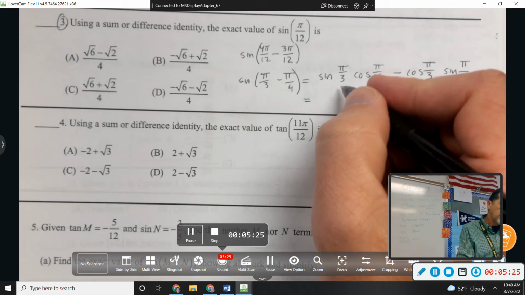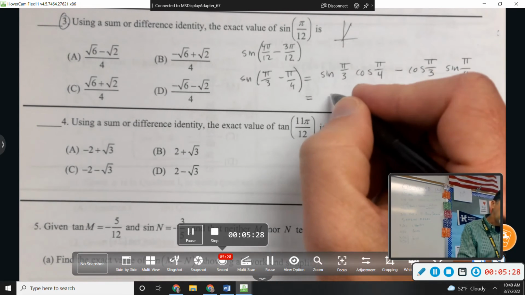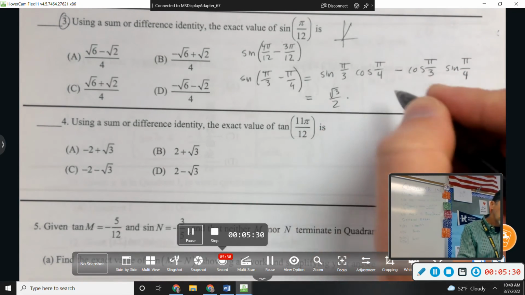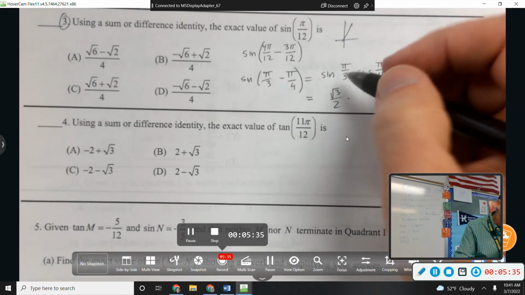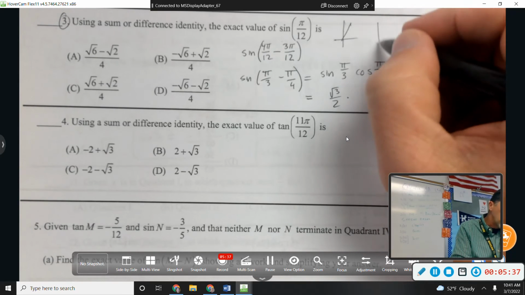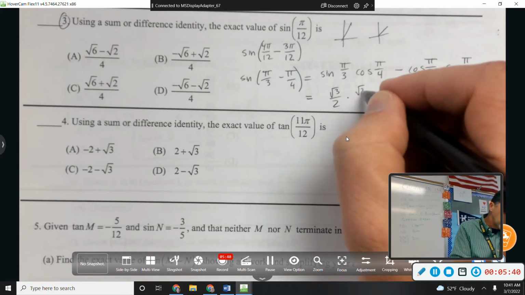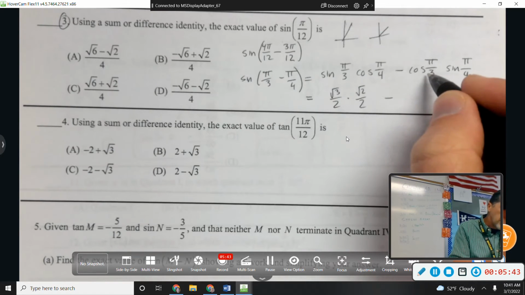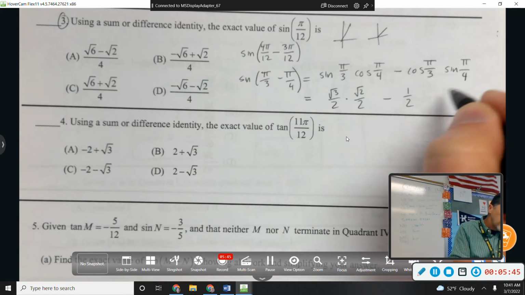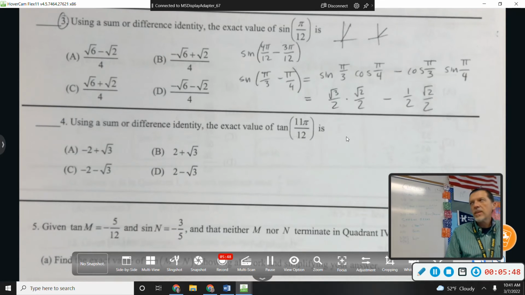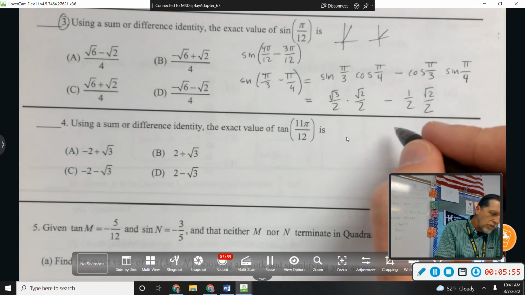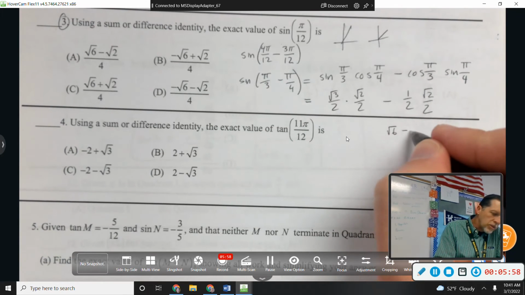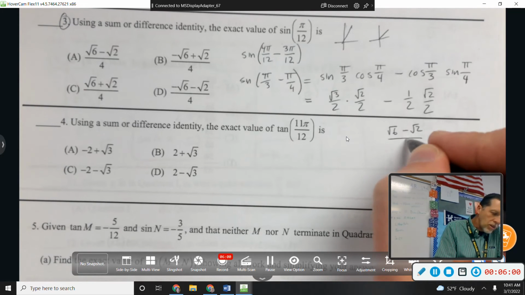Let's see, sine of pi over 3. That would be root 3 over 2. Sine of pi over 3 is root 3 over 2. Cosine of pi over 4 is root 2 over 2. Cosine of pi over 3 is 1/2. Sine of pi over 4 is root 2 over 2. The vast majority of you know your unit circle, so you're fine, but if you didn't know your unit circle, you would be stuck. So root 6 minus root 2 over 4.